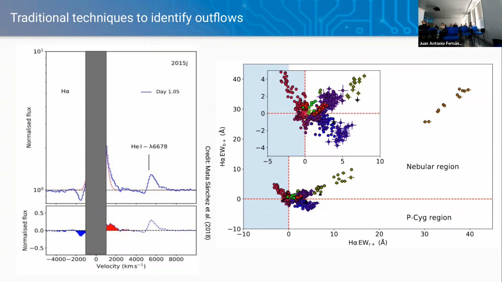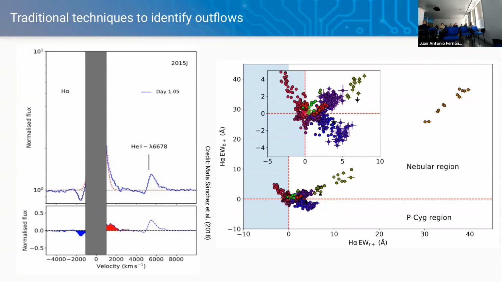If you are in the case where you have this broad wing, you will be in this nebular region, which has both red and blue positive excesses. And these other two regions, in principle, should be forbidden regions. As you can see, there were a few spectra that were falling there, but I will discuss them a bit later. But overall, it was a good diagram to allow us to detect them more automatically.